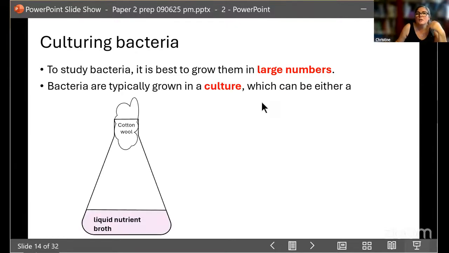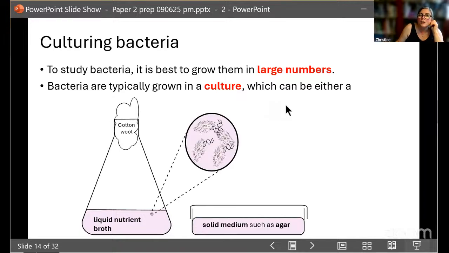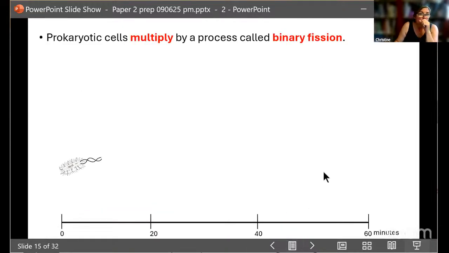Obviously, large numbers, we can grow them in culture, whether that culture is a broth, as in a liquid medium, or whether it's a solid medium, such as agar, then it doesn't matter. We're growing the microorganism, we're culturing them. So make sure that you are aware that they could give it to you, either talking about it as a broth or as a medium.